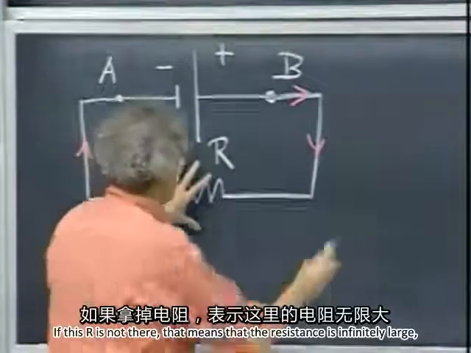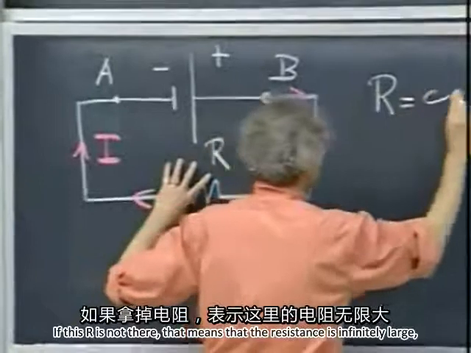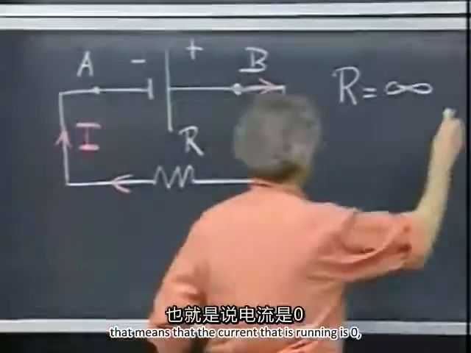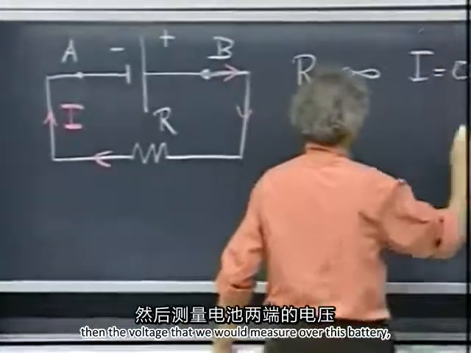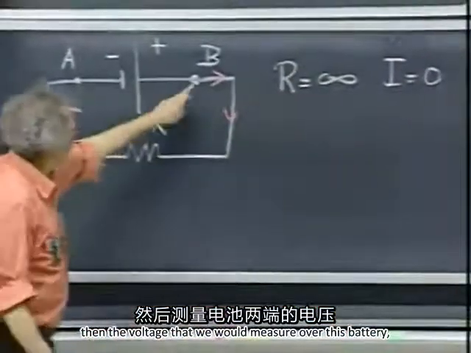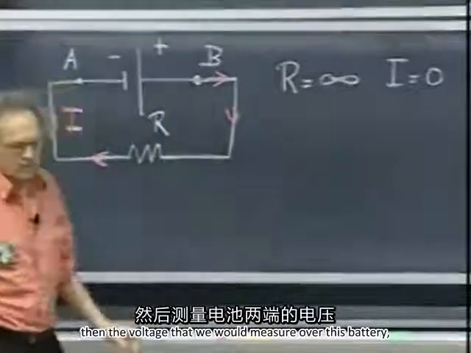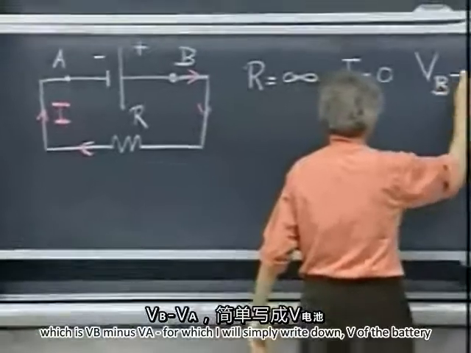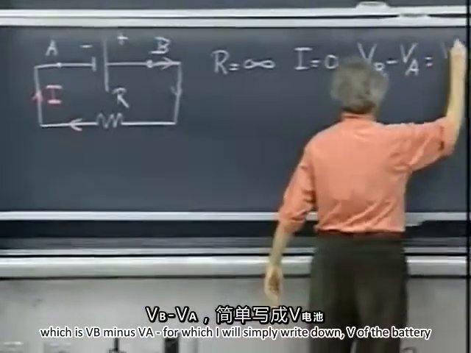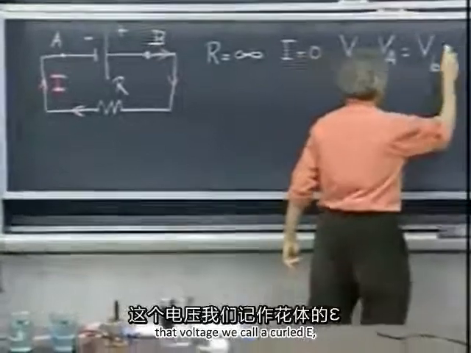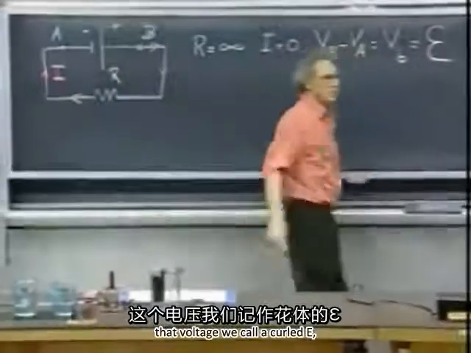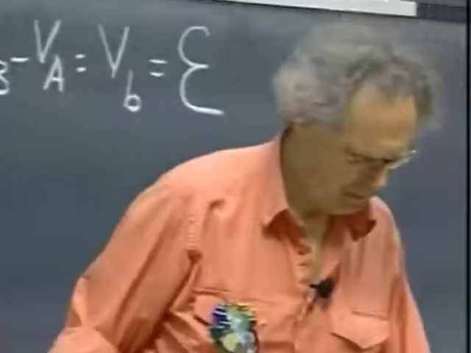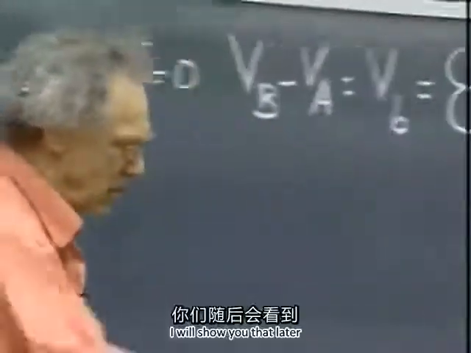If this R is not there, that means that the resistance is infinitely large. That means that the current that is running is zero. Then the voltage that we would measure over this battery, which is VB minus VA, for which I will simply write down V of the battery, that voltage we call a curled E, which stands for EMF, which is electromotive force. I will show you that later.